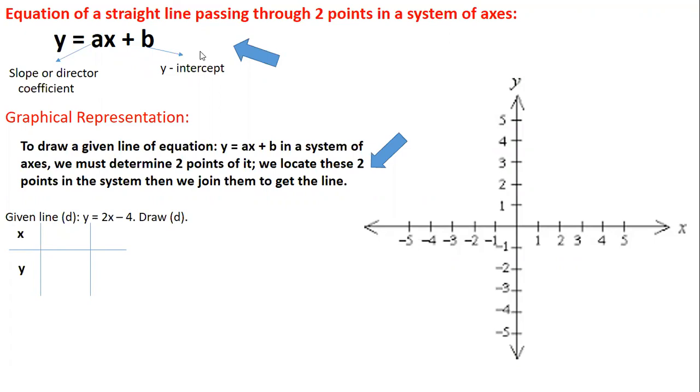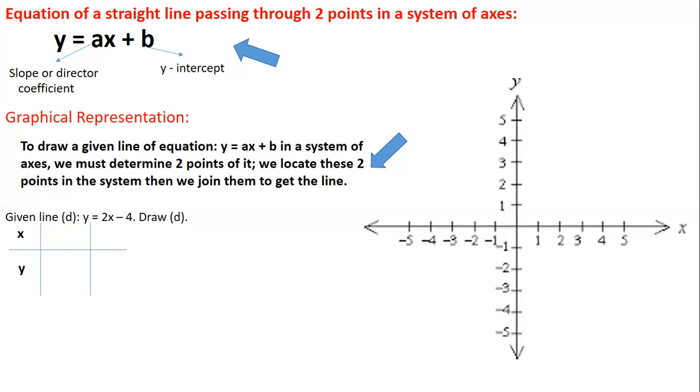Any straight line given, and I wanted to plot it or locate it in a system of axes, I should draw a table. Suppose I have given you, for example, a straight line D, y equal 2x minus 4. First, I should make sure that the given equation is written in this form, y equal ax plus b. Here I have 2x, then the slope of this straight line is 2, plus b, of course, as I said, the y-intercept might be positive or negative.